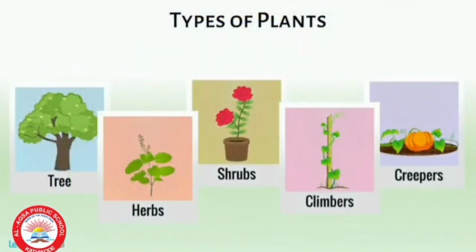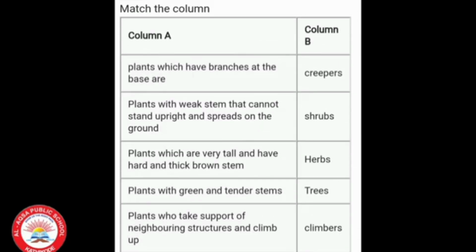So dear students, we have discussed trees, herbs, shrubs, climbers and creepers. Now you have one activity. You can see two columns, column A and B. Read it well and match it. After that, please send me the photo.